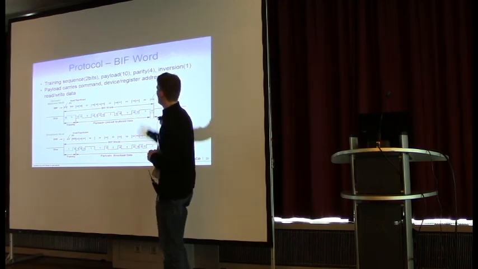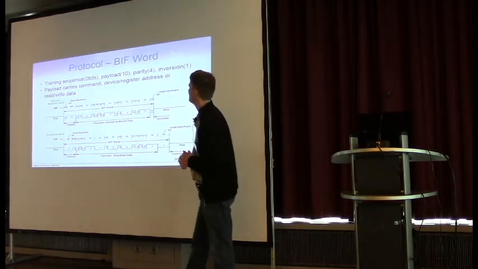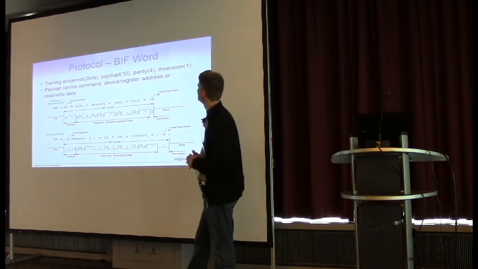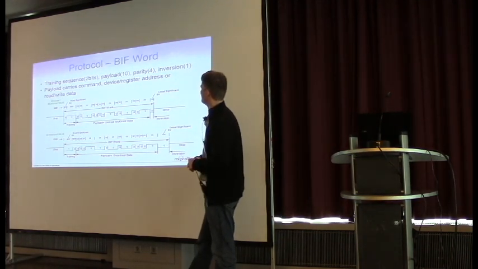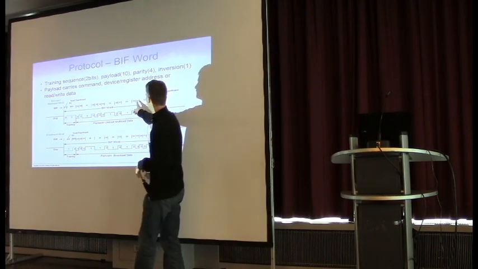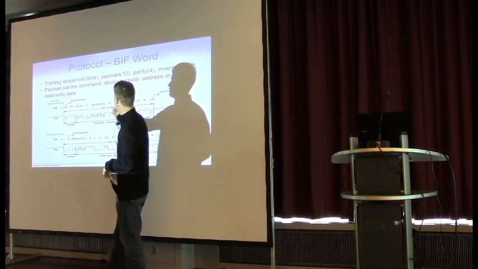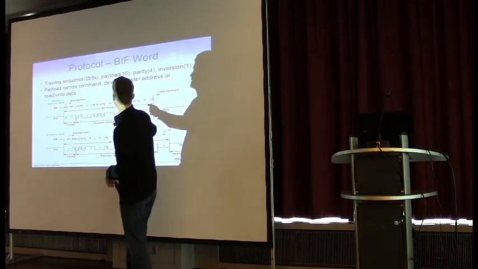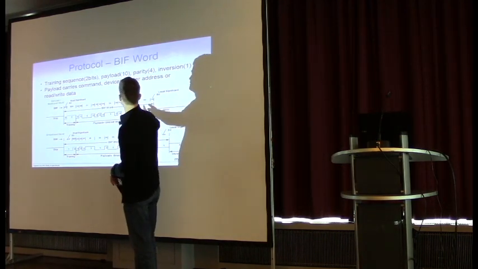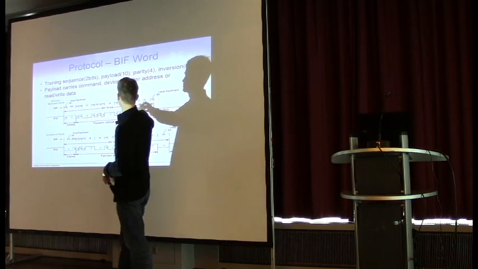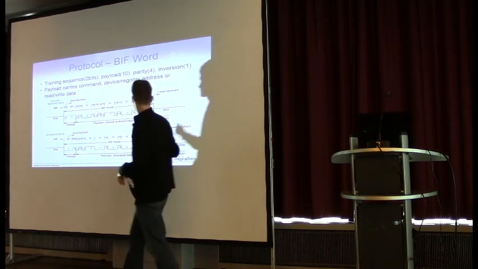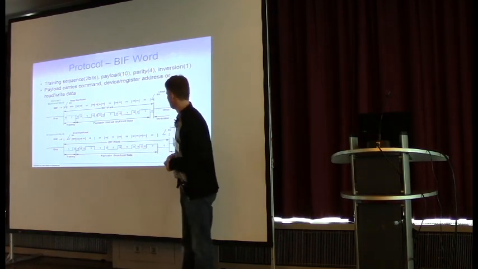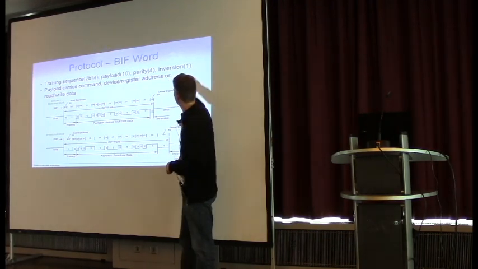And then after the training sequence, we have a payload of 10 bits. And then parity bits, they are here, here, and here's the one. Four of them total, so the other is over here. And then the inversion bit.